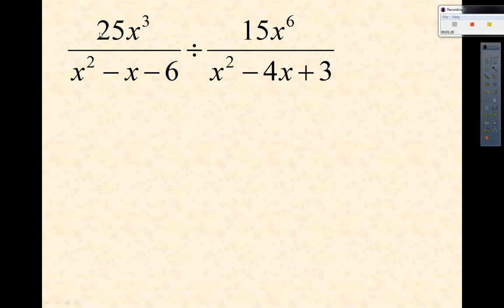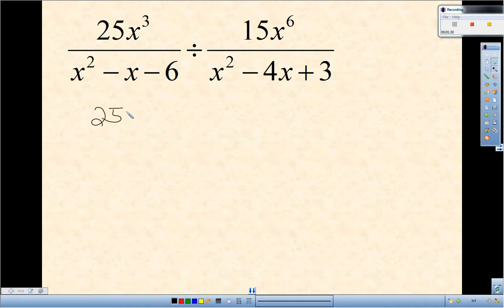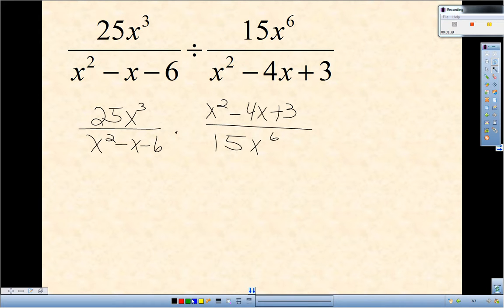Alright, for the last one, stay, change, flip. I have 25x cubed over x squared minus x minus 6 times x squared minus 4x plus 3 over 15x to the 6th. I'm going to factor this now. 25 is 5 times 5. And then this trinomial, I need factors of 6, so it'll be 3 and 2.